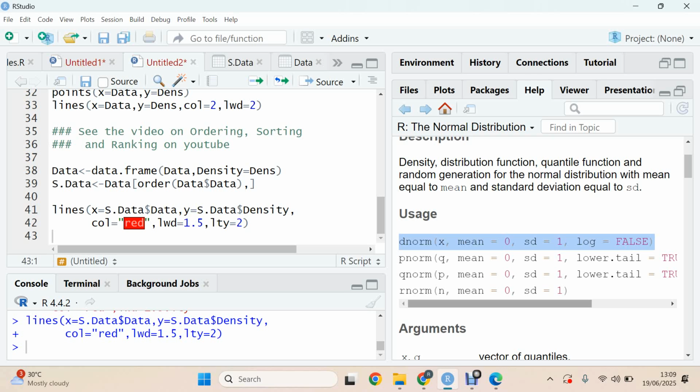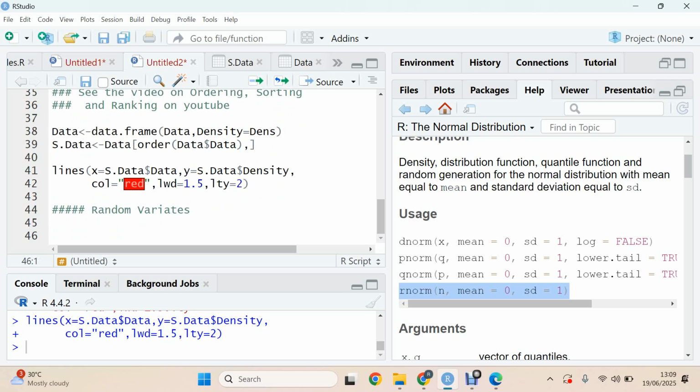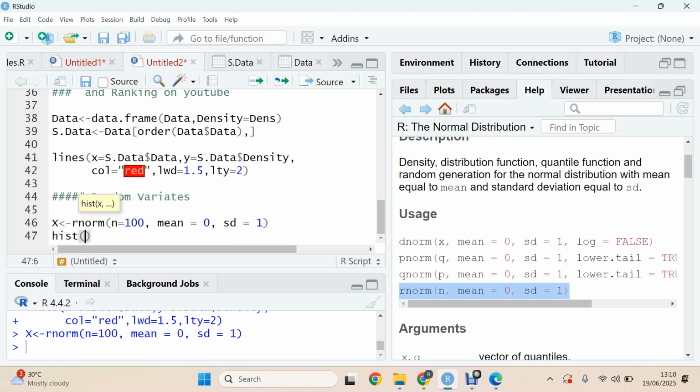Now, let me talk about random numbers. So random variates, which means generating random observations from a distribution. In this case, we'll use rnorm. So let's say X is rnorm. How many do you want to generate? Maybe 100 observations. The mean is 0, standard deviation is 1. We generate. Let's do a histogram of it to see whether this actually represents a normal distribution.